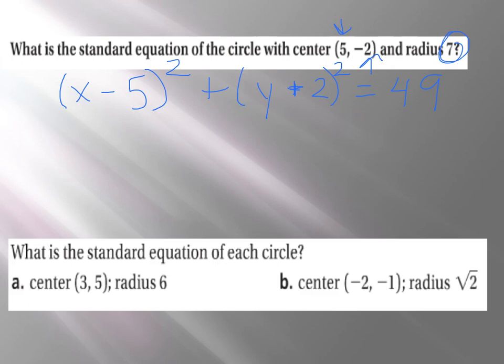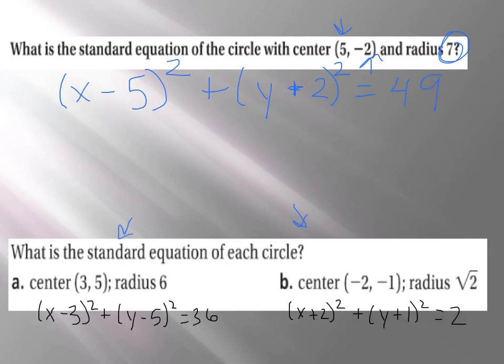So right now I want you to pause the video and write the standard equation for the other two problems here. First answer should be x minus 3 squared plus y minus 5 squared is equal to 36. And second one should be x plus 2 squared plus y plus 1 squared equal to 2, because when you take the square root of 2 and square it, these two cancel each other out, so I'm just left with 2.